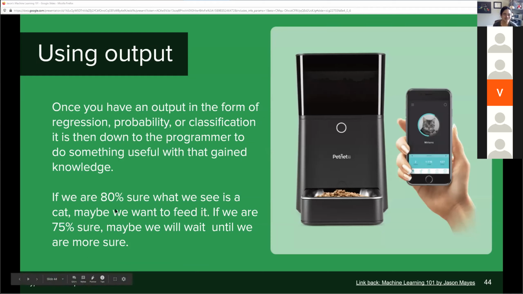If we are 80% sure what we see is a cat, maybe we want to feed it. If we are 75% sure, we might want to wait until we're more sure, or we can improve the model by using more contextual information, such as a hidden Markov model or some sort of Markov chain to improve our rate, right?